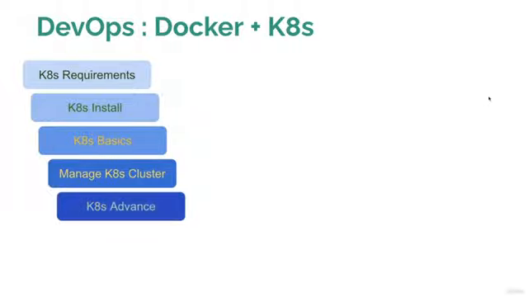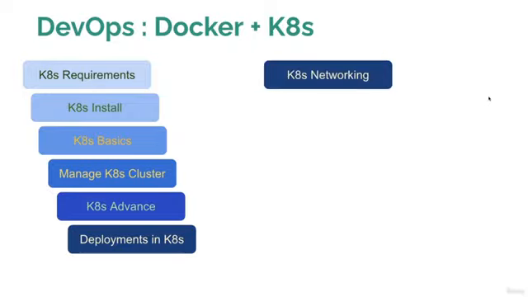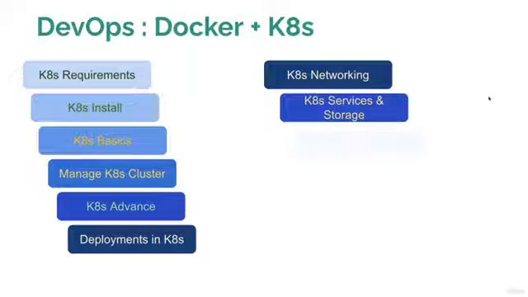We will see the Kubernetes advanced part, where we will see the multiple things which you can achieve using Kubernetes but which are very hard to achieve in Docker. Then we will see how you can do deployments in Kubernetes. There are multiple ways and we will see all of them. We'll also learn about Kubernetes networking, which is definitely an important part. We will see Kubernetes services and storage. Here, Kubernetes services means the Kubernetes object which you will deploy for your application access. We will go through these things in great detail.